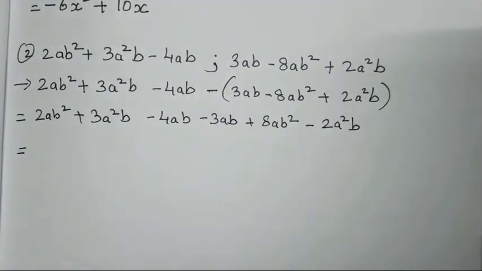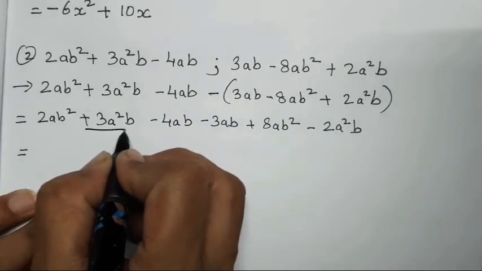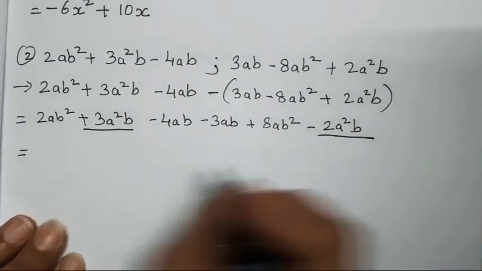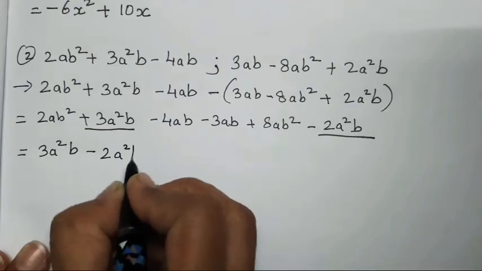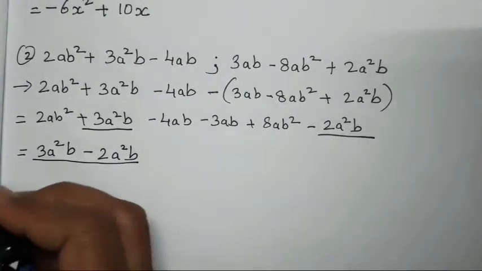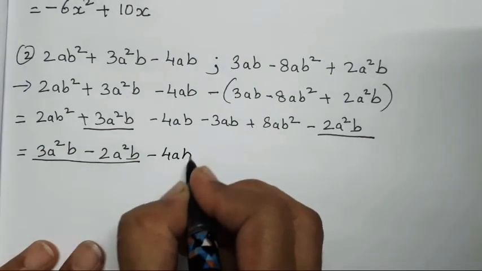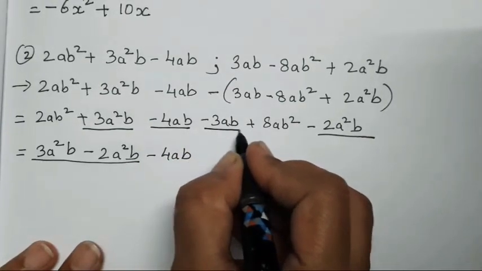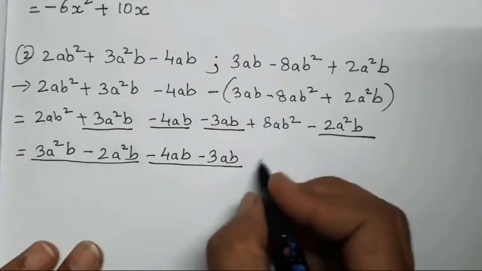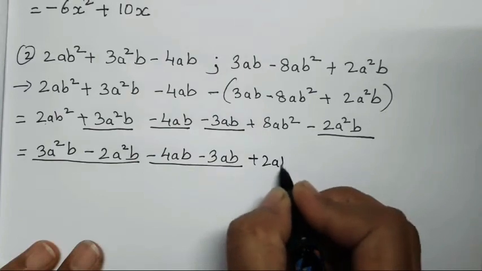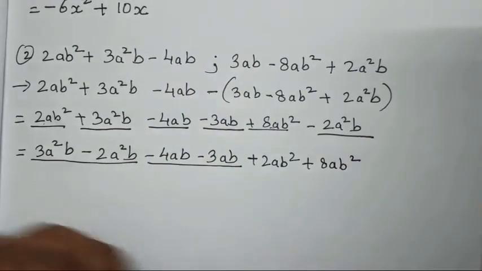Alright, now we will form the like pair, which will be, so first we will take the power of a, that is this and this. Okay, so 3a square b minus 2a square b. This we have to solve. Then we will take minus 4ab, this one and this one, minus 3ab. This thing you all have to solve, and then at the end you all have to take plus 2ab square and plus 8ab square. Okay, now solve this.